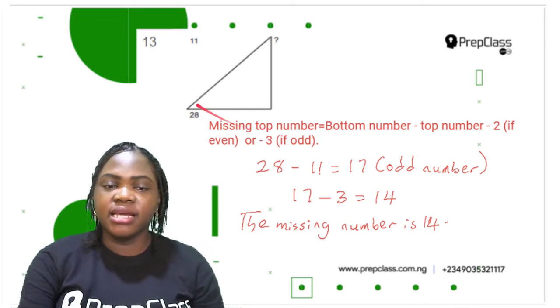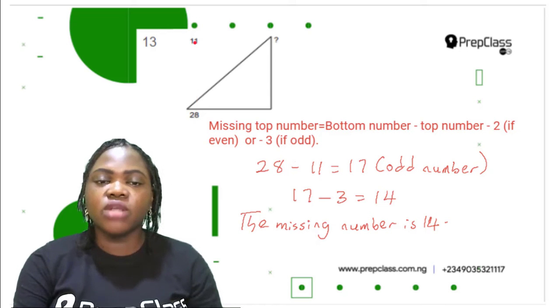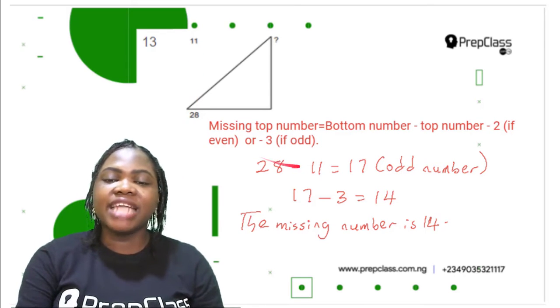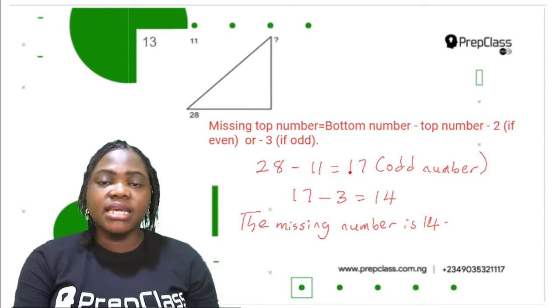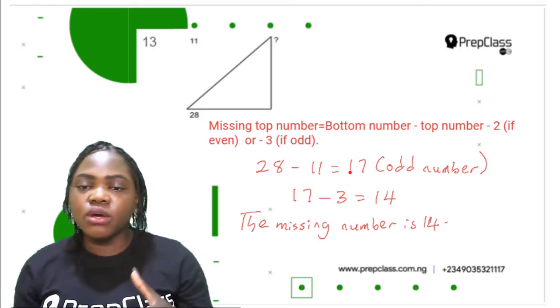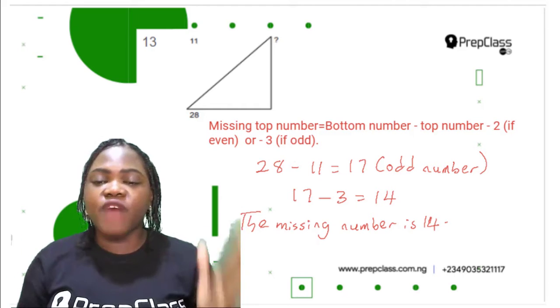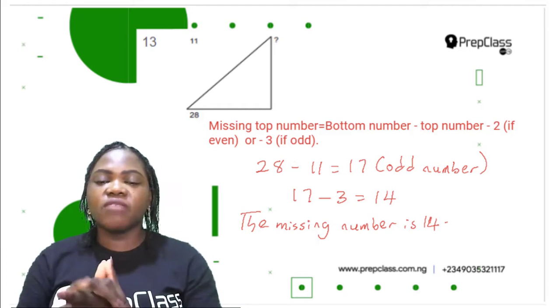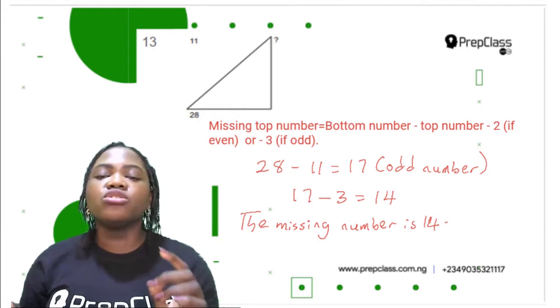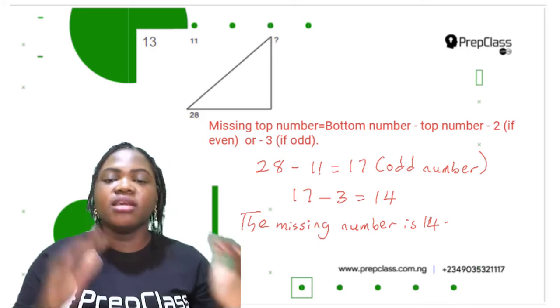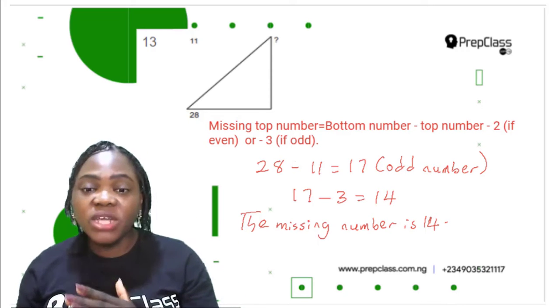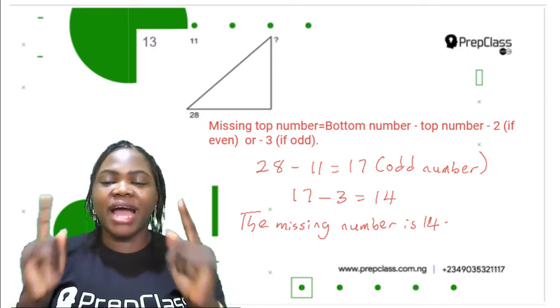So let's do that here. The bottom number is 28. The given top number is 11. So 28 minus 11 is 17. Is 17 an odd number or an even number? It's an odd number. Odd numbers end in 1, 3, 5, 7, and 9. So 17 is an odd number. So what do we do to odd numbers? We subtract 3. So 17 minus 3 is 14. So the missing number is 14.